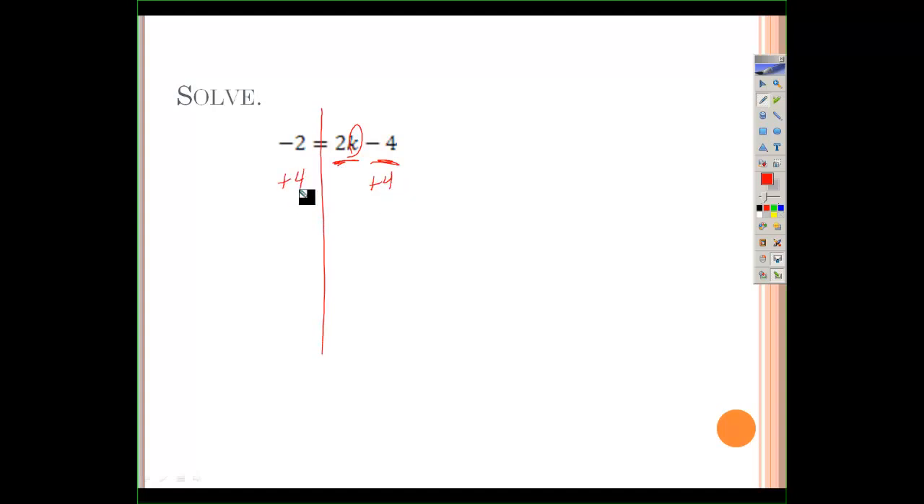-2 plus 4 is 2, and that's equal to 2k. The 4's cancel out. Now I have a nice simple equation here. I can divide both sides by 2 because the opposite of multiply is divide. 2 divided by 2 equals 1, so 1 equals k. Or better yet, k equals 1.